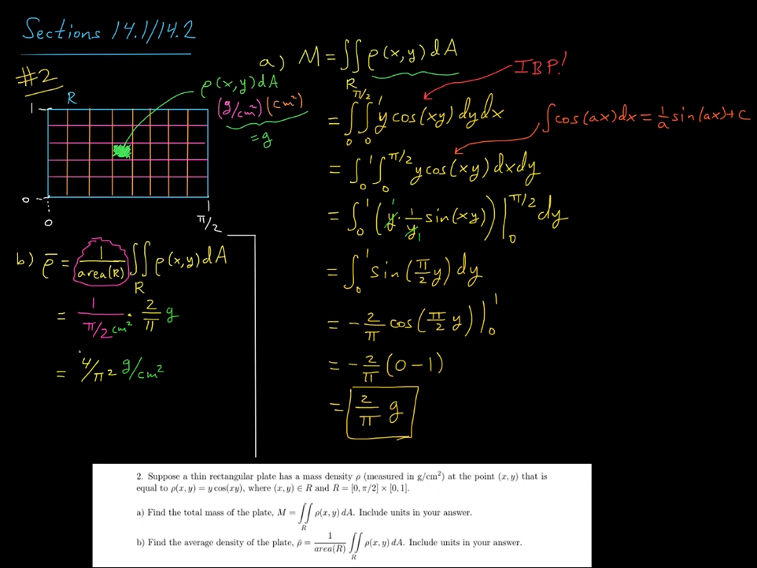And if you give that some thought, that actually makes a lot of sense, because we know that the density function rho has units of grams per square centimeter. So its average would have those same units.